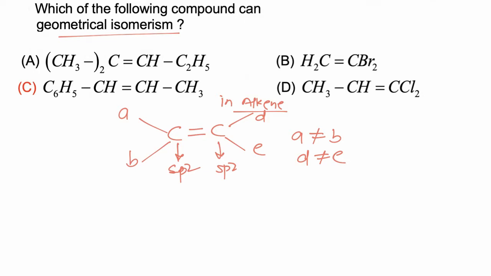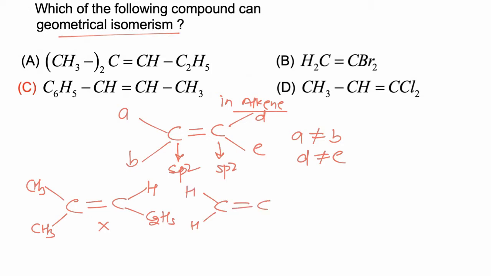Now if we take the first example, carbon double bond carbon, H and C2H5. At the right terminal the groups are different, but at the left terminal both are the same. So this molecule will not show GI. Now if we take the second option, the groups attached on the left side and right side are both identical, so this molecule will also not show GI.